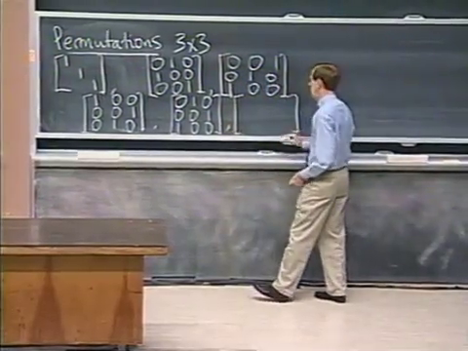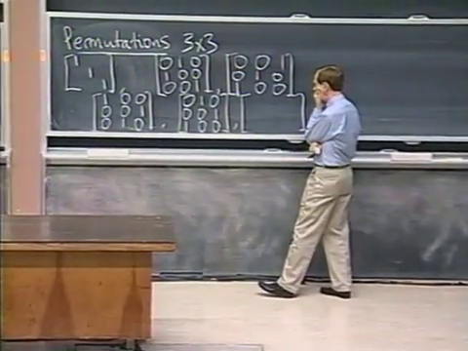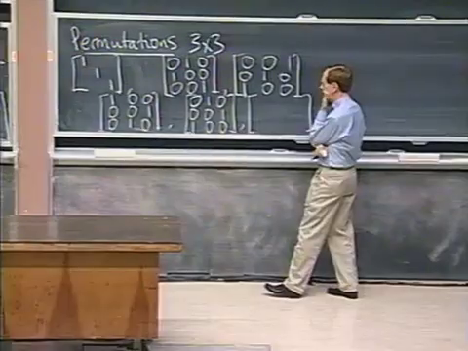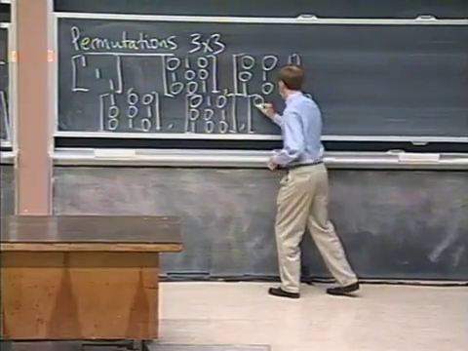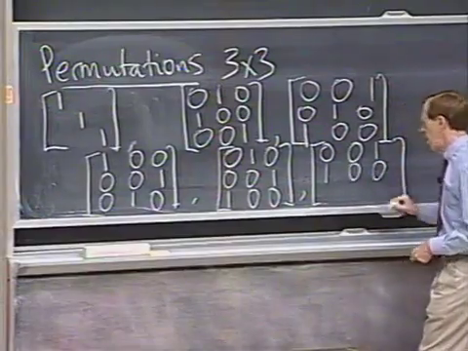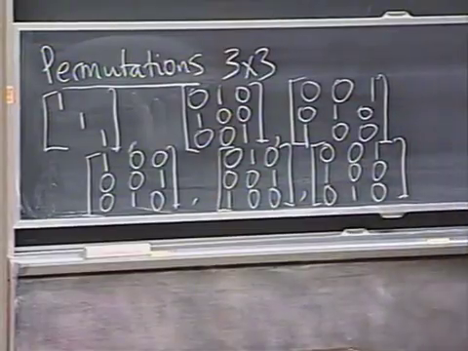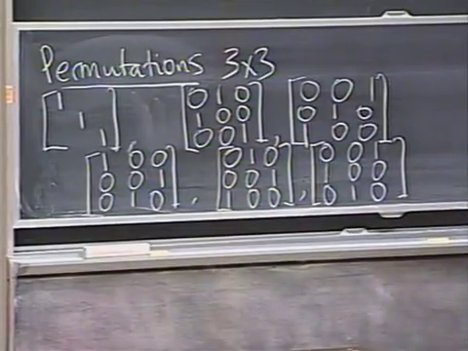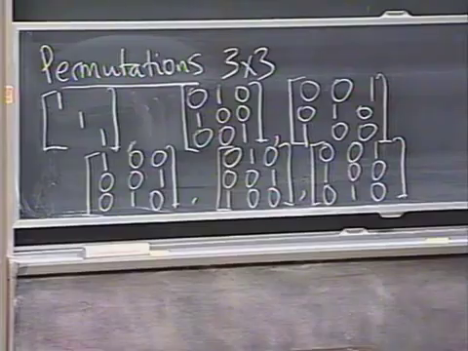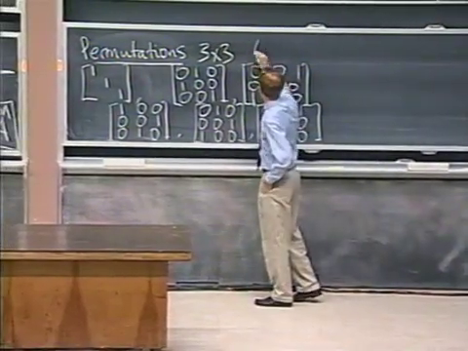Let's see, what's left? 0, 0, 1, okay. 1, 0, 0, okay. 0, 1, 0, okay. Great. 6. 6 of them. 6 P's.